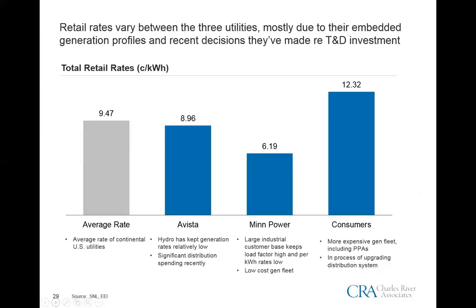And Consumers, on the other hand, has been historically quite a bit above average. This is a result of a more expensive generating fleet, including higher cost coal resources, more expensive power purchase agreements, and also quite a bit of distribution spend in recent years, keeping that rate above 12 cents on average.